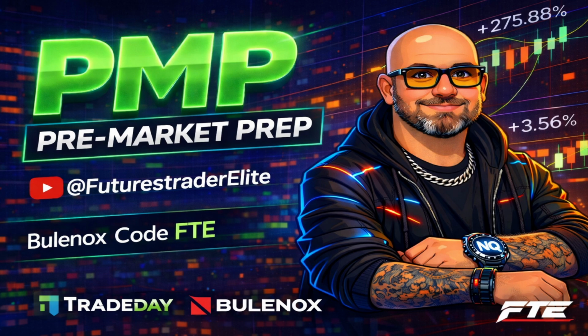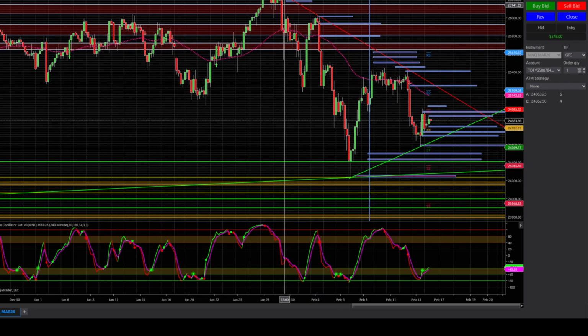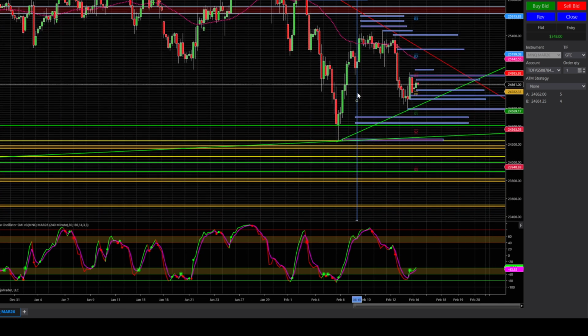We're going to jump into this 4-hour chart here. Let's take a look here on the 4-hour. As you can see, we've got a bearish trend line already drawn on the top side, and then on the bottom side here we've got a bullish trend line.